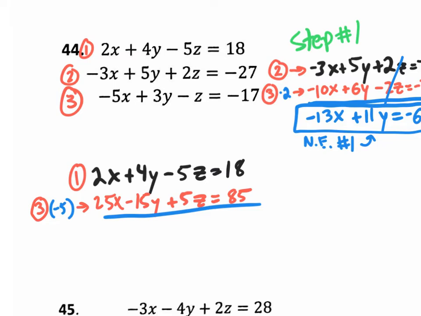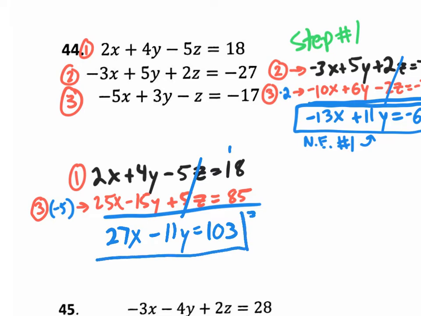So I'm going to eliminate the z's, and 25 plus 2 is 27 x's. -15 plus 4, that's -11 with the y's. And then 18 plus 85, that's 103. Wow, that's really ugly. But who cares? Let's move forward. This is new equation number 2, NE number 2. And ladies and gentlemen, this was step 2.